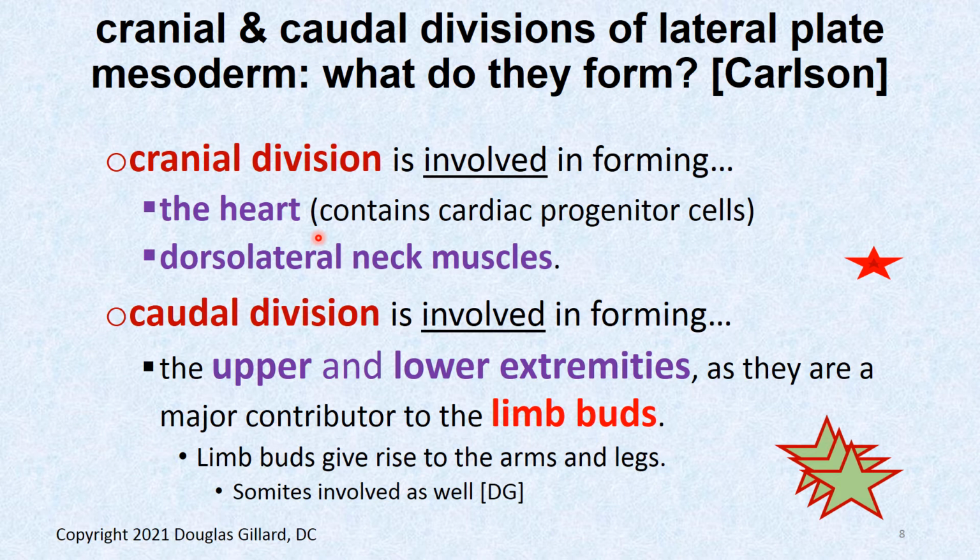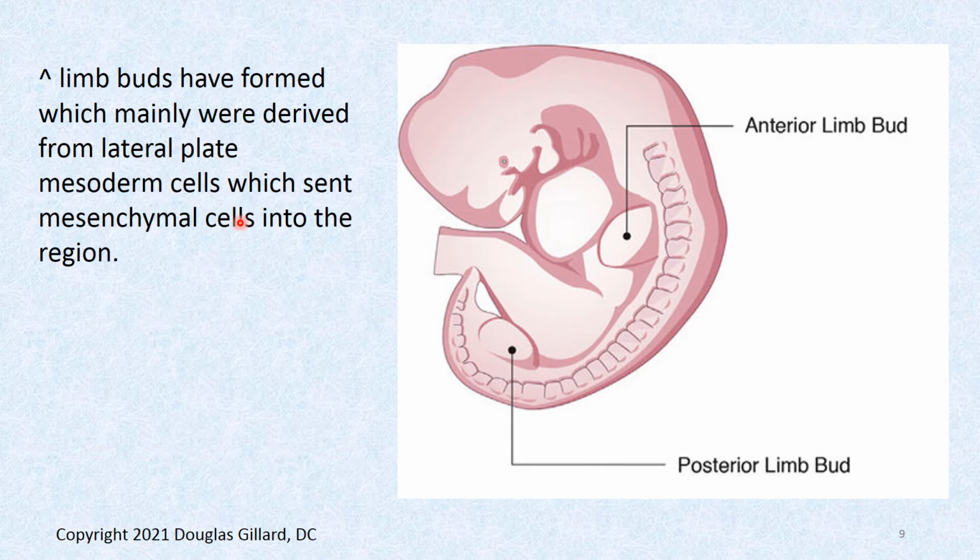So a lot of stars here. So what creates the limb buds? It could say lateral plate mesoderm. If the question is really easy, it'll just say mesoderm. Right? It all depends how deep these questions go. But that's very, very important. Of course, the heart, not to say the heart's not important, right? That's formed by this lateral plate mesoderm, so it's quite important.